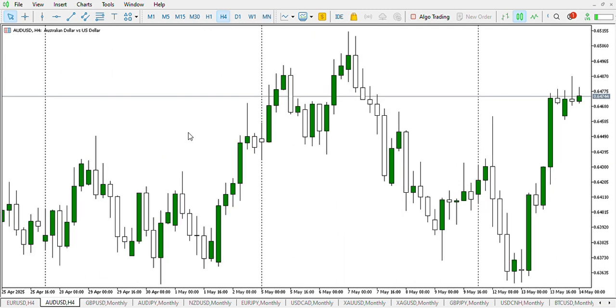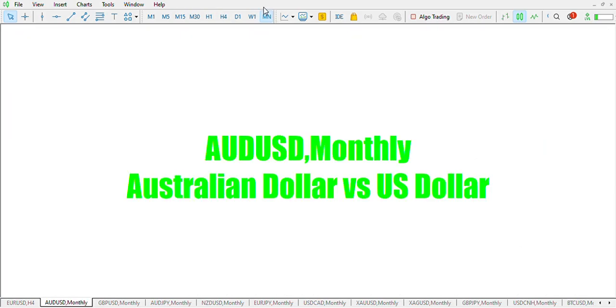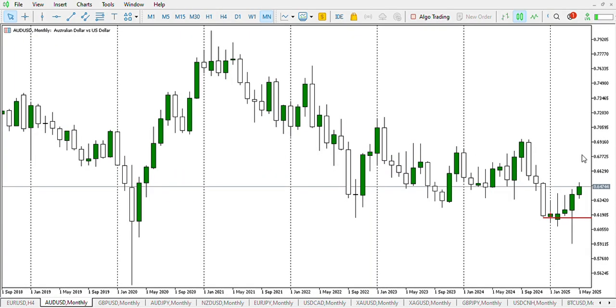On AUD USD, for the yearly outlook, we use the monthly chart, so we can see the low has been taken out, as you have a sell candle at the low, so we expect price to come to this high and take it out as well. So we expect further rise on AUD USD in the coming months.